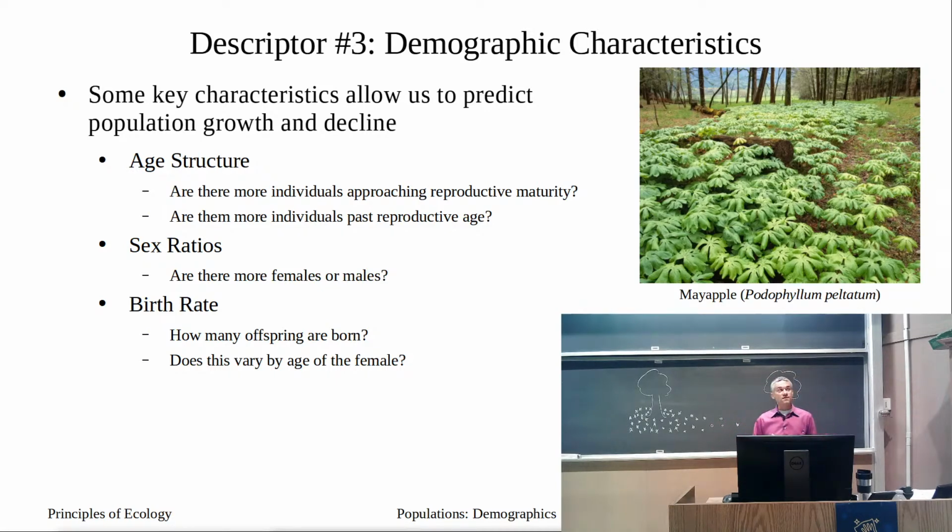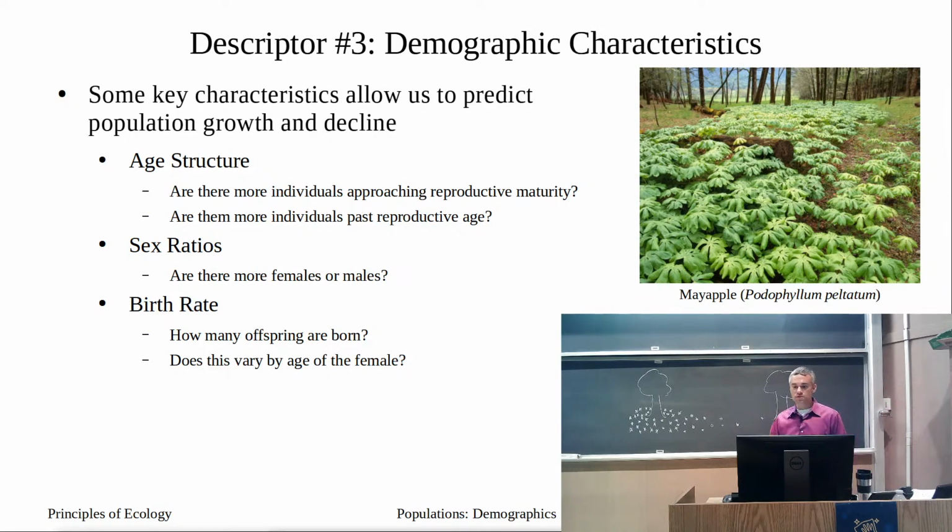But if the majority of our individuals are at the reproductive age or beyond, beyond when they would actually reproduce, that's going to suggest that we're going to see population decline. Basically, those individuals, as they age, move out of reproductive ages, but they don't have replacements. You're not being replaced in that category. All right? So looking at age structures is going to be important.